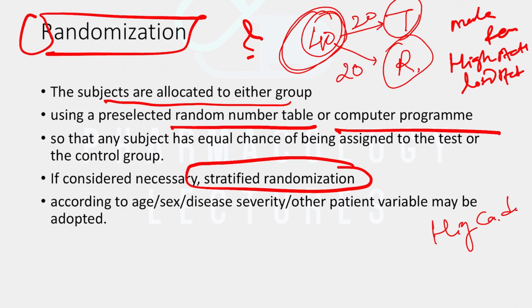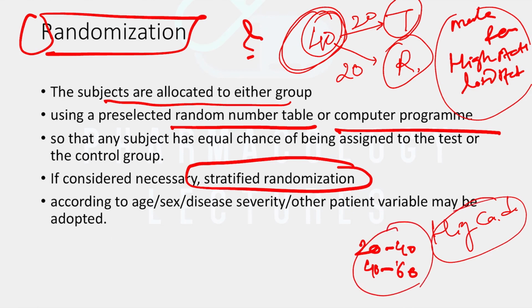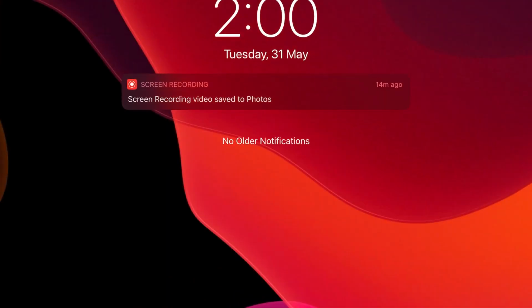Some are of a particular age group, for example, some are from the age group of 20 to 40, some are of the age group of 40 to 60. So all these cofactors are divided equally in both the groups. That is called stratified randomization, where you consider all the cofactors in those 40 subjects and divide those cofactors so that the strength of a study increases, right? So that is called stratified randomization. All the variables are equally divided into the two different groups.